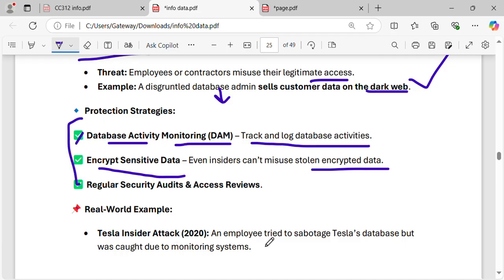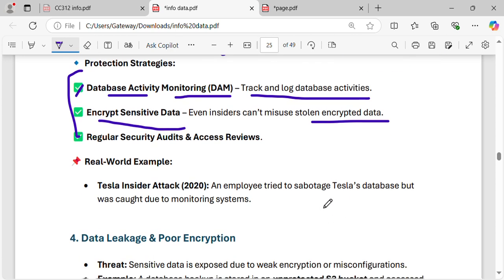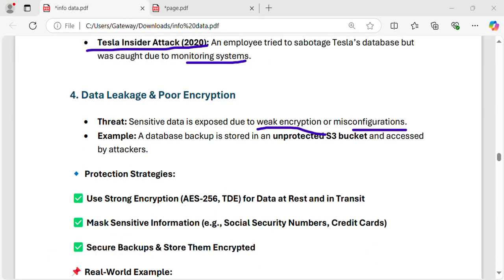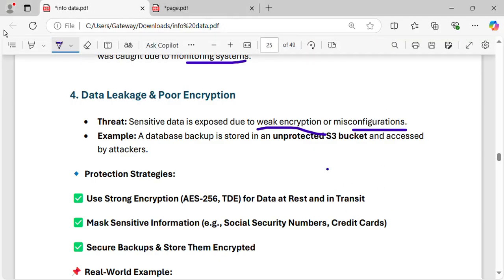Tesla insider attack 2020. Employee tried to sabotage Tesla's database, but was caught due to monitoring systems in 2020. Data leakage and poor encryption. Sensitive data is exposed due to weak encryption or misconfigurations. Right? Here we have misconfigurations, meaning there's a probability that our data could be exposed, like a database backup is stored in an unprotected S3 bucket and accessed by attackers. Usually the backups should also be stored securely.